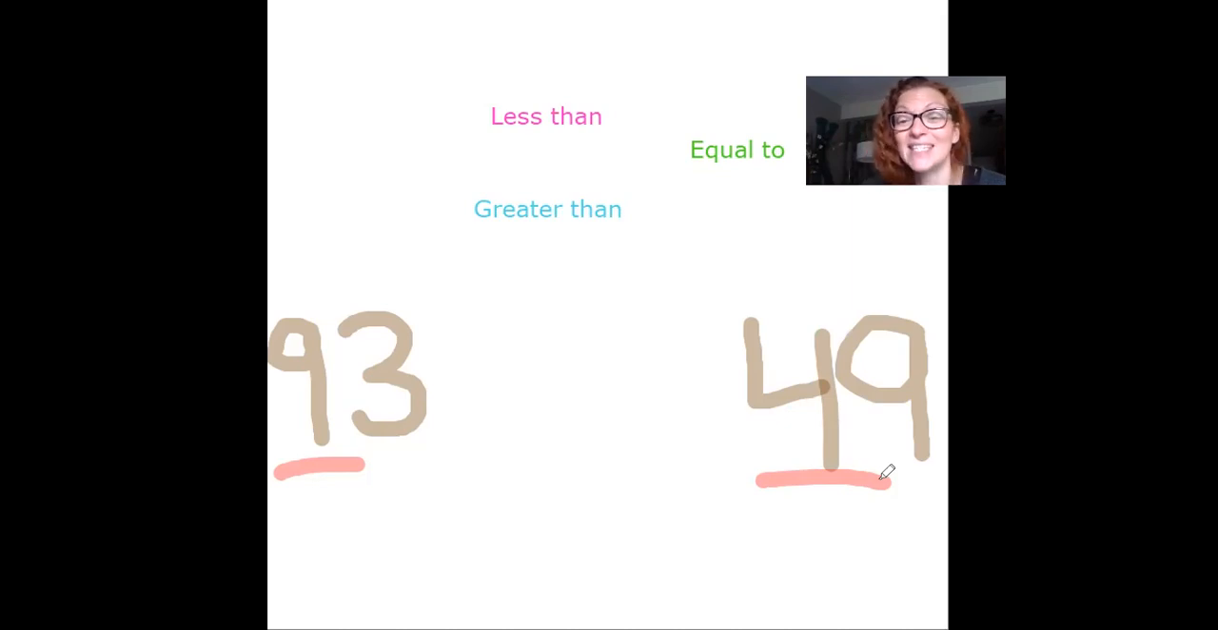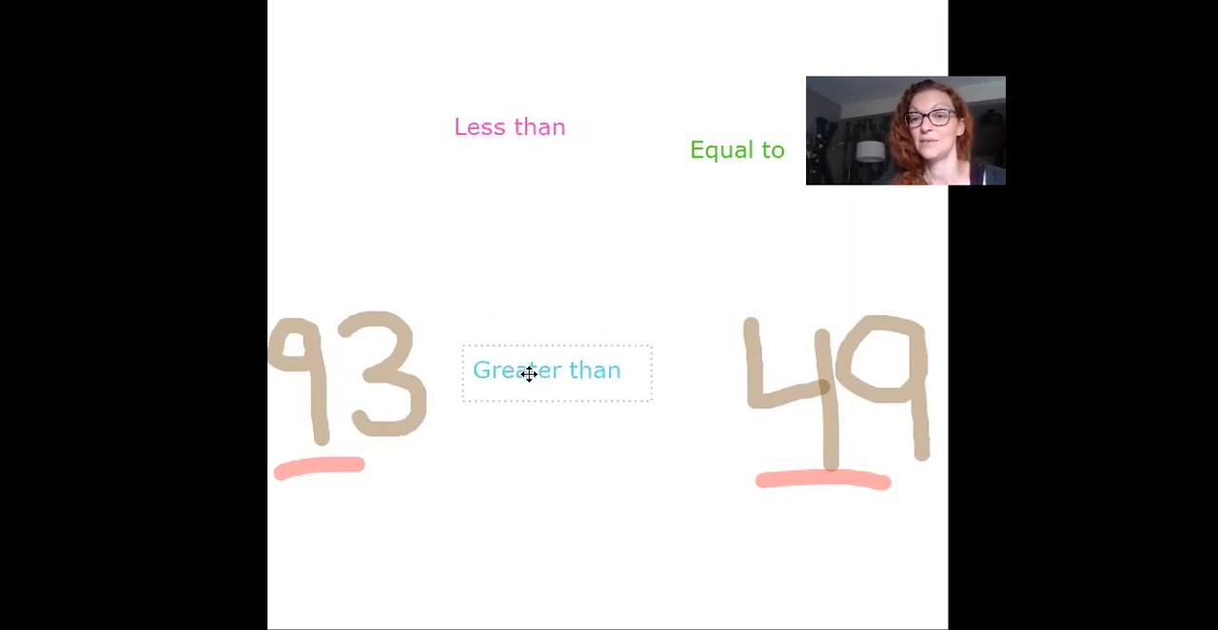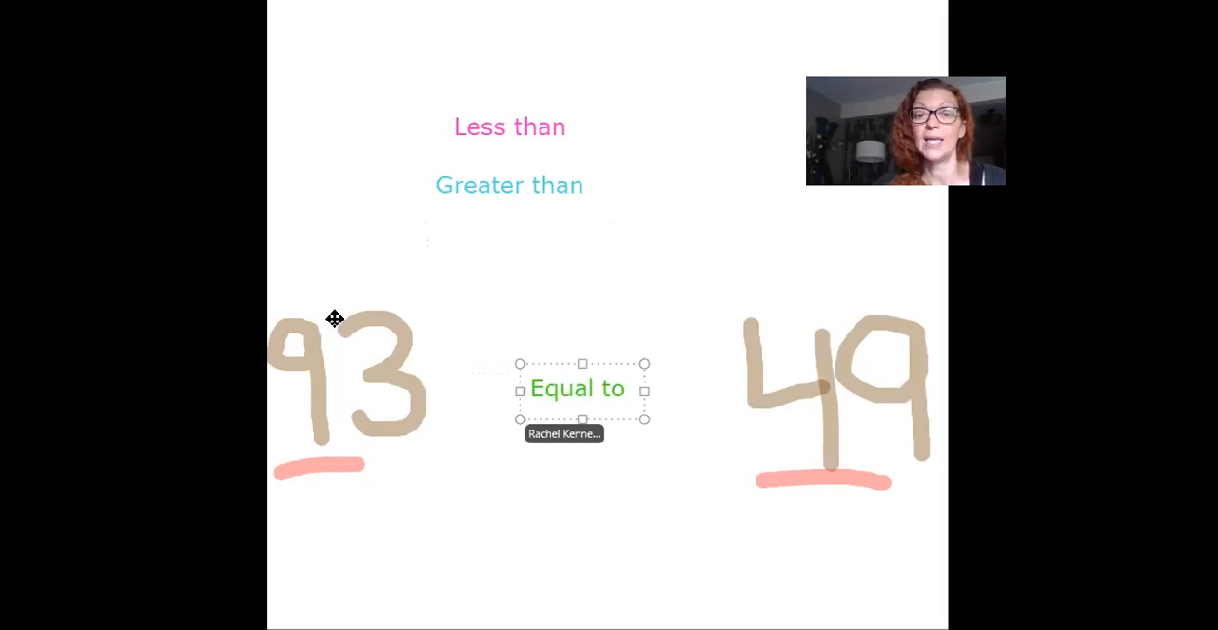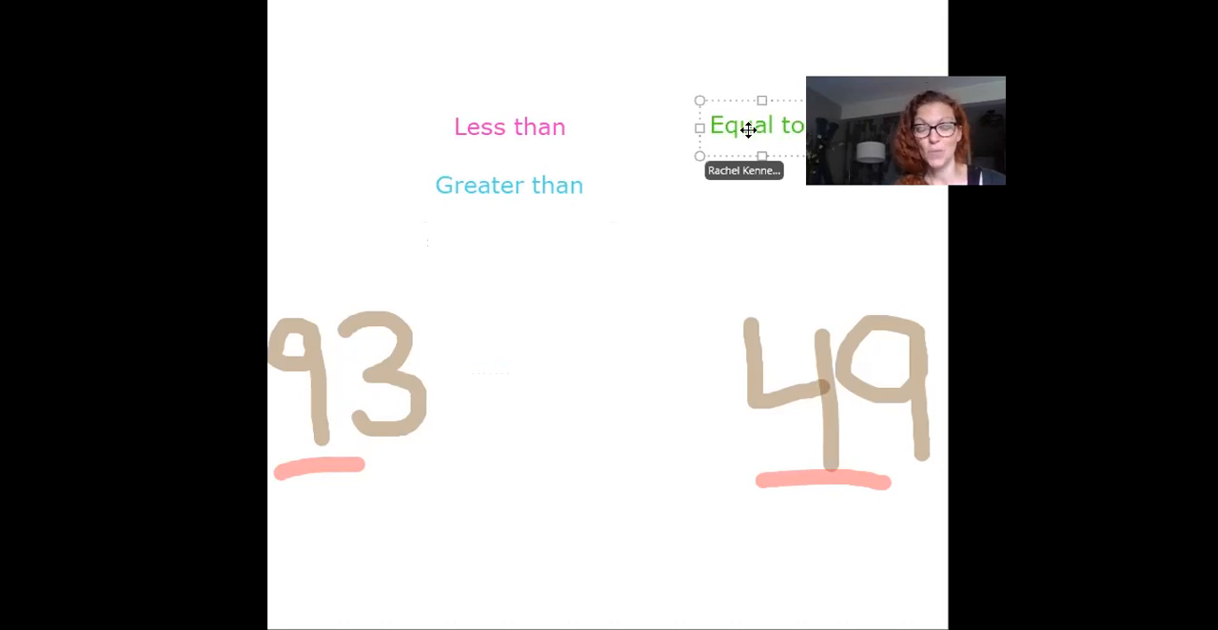Write it down. Write the statement down. Are you going to write less than? Is 93 less than 49? Is 93 greater than 49? Or is 93 equal to 49? Remember, we're looking at the tens place. Okay, write it down and show me.